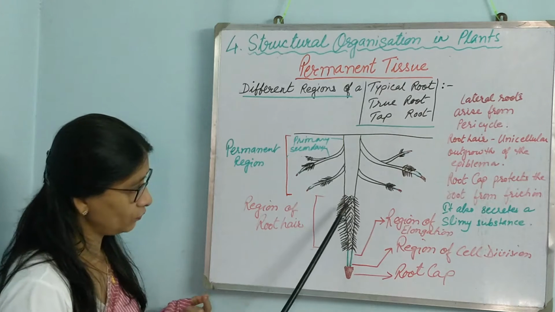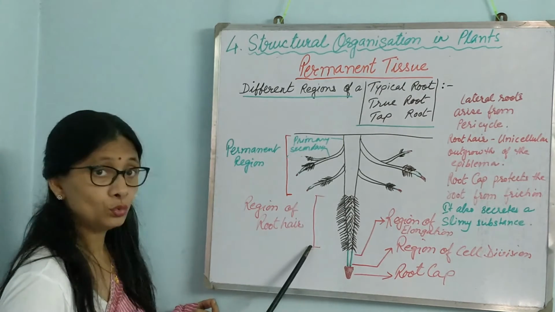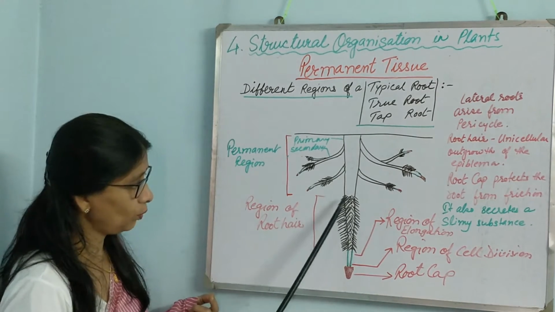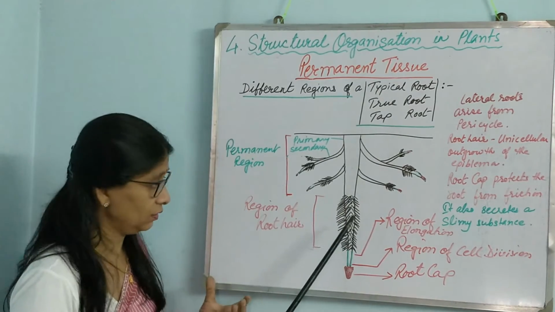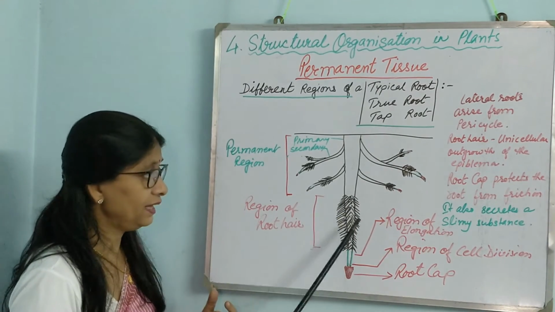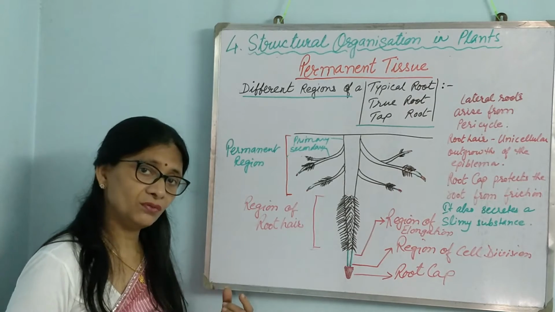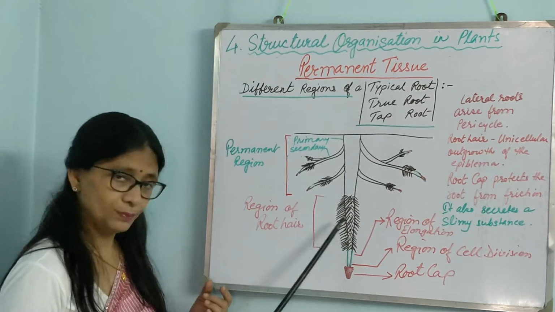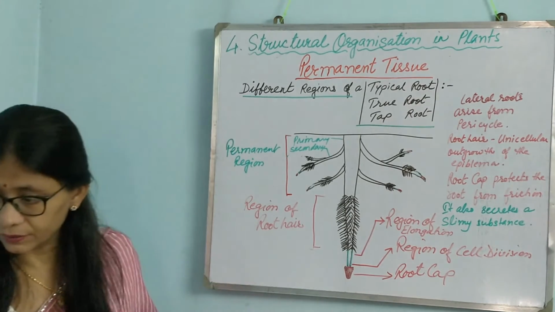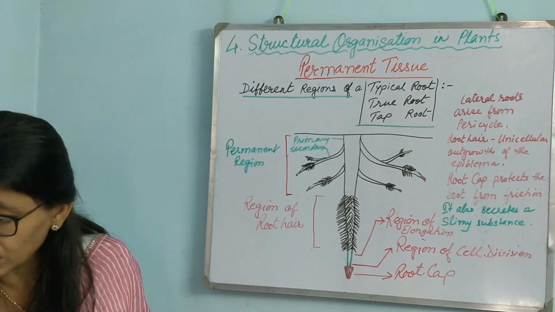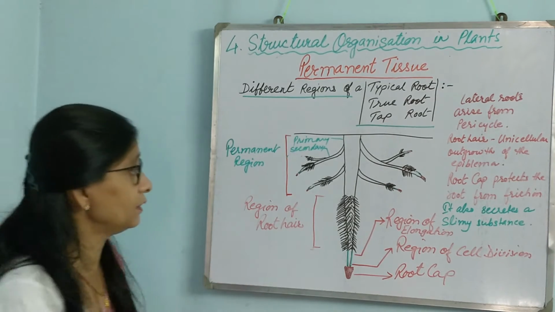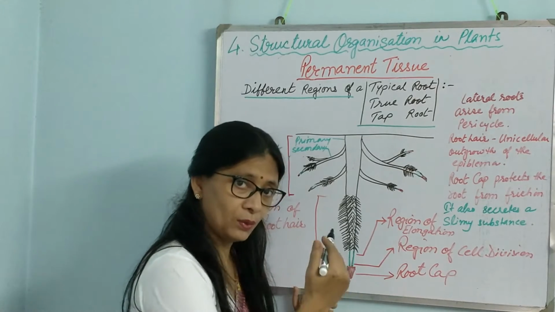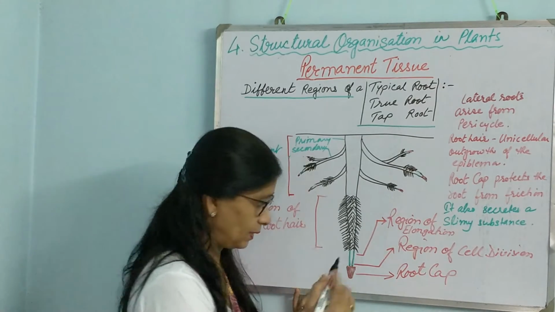Just above the region of elongation, we have region of root hair. See, there are so many hair-like structures which come out from the root. They help in absorption of water and mineral from the soil. But what are they? What are root hair? It is sometimes asked in exam, what are root hair? Root hair are nothing but a unicellular protrusion of the cells of epiblema.